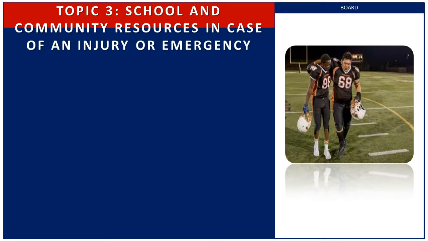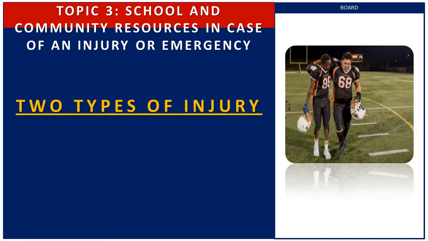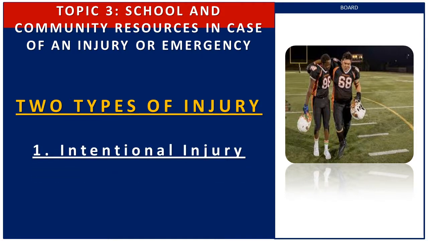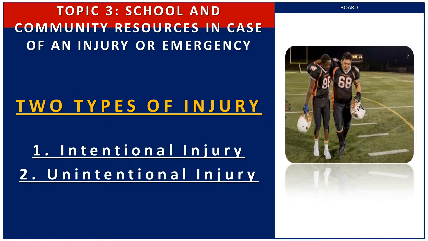Let us now move forward to our topic 3, the school and community resources in case of an injury or emergency. This time, let me give you the two types of injury. The first one is the intentional injury. The second one is the unintentional injury.